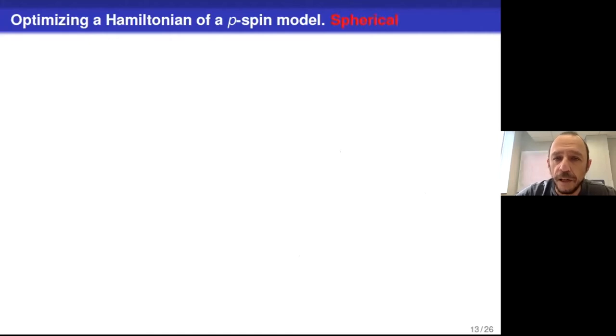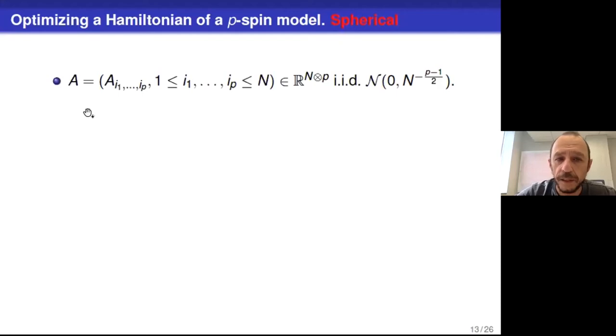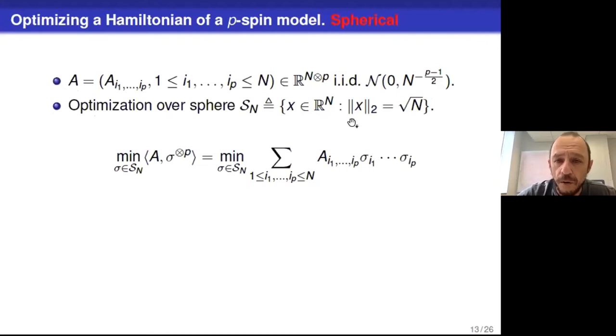A spherical version of this problem is pretty much the same, except that instead of the binary cube, we consider a sphere. Let me describe that. We fix the same random tensor A, IID normal. But now we take the sum product with respect to a vector x, which is not binary, but just has radius square root n. So we now optimize over the set of real valued vectors, a sphere of radius square root n. We try to find its minimum, and we want to know what's the value of this minimization problem, and can we find it in polynomial time?